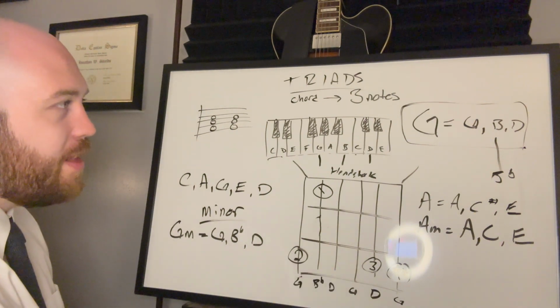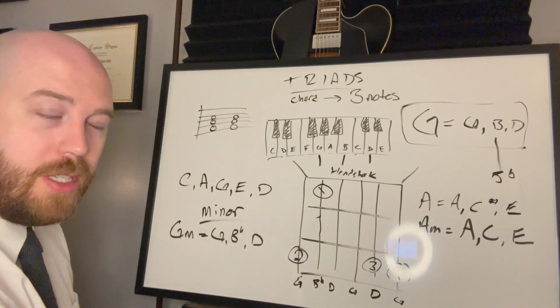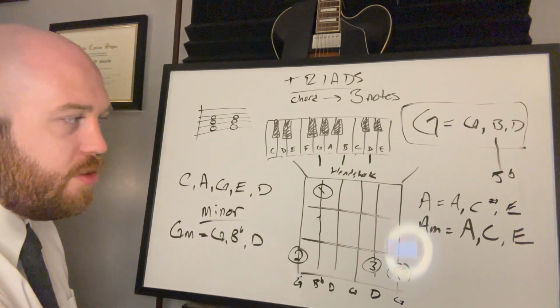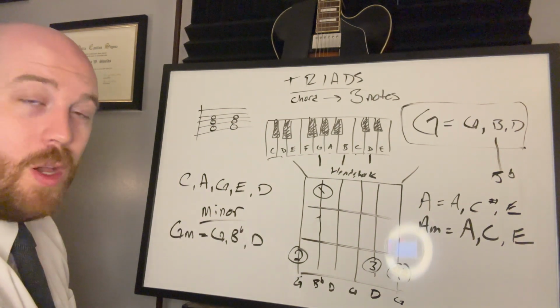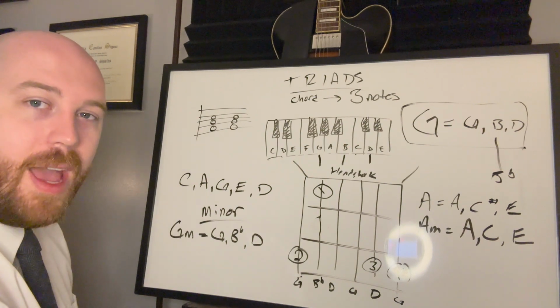Yeah. So anyway, that's the basic of triads. It falls heavily into scales and key signatures, which we can go over another time. But I think that's enough information for now.